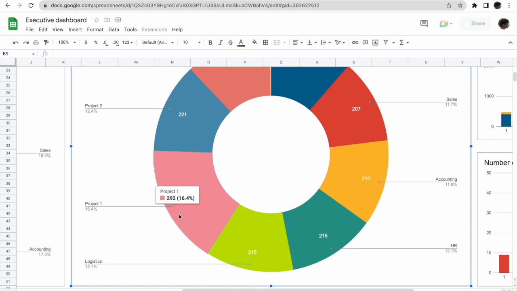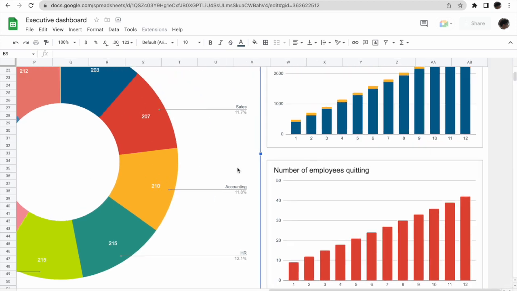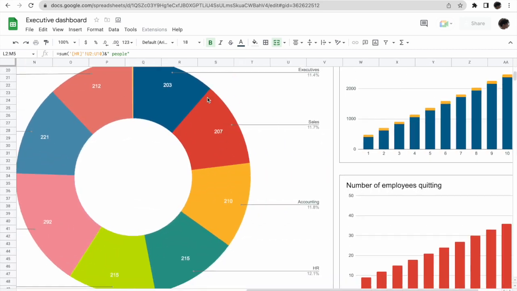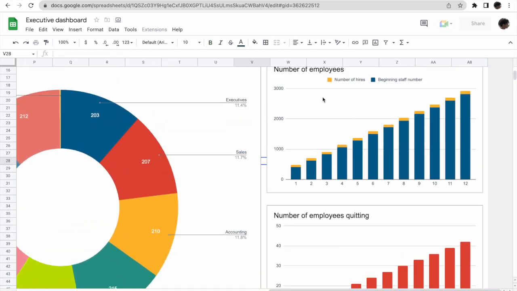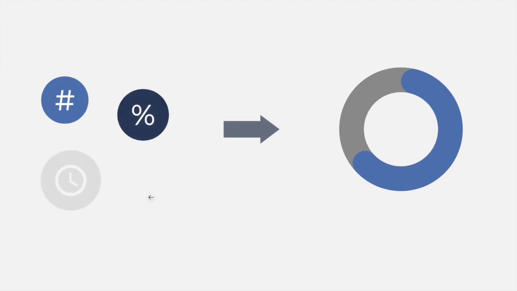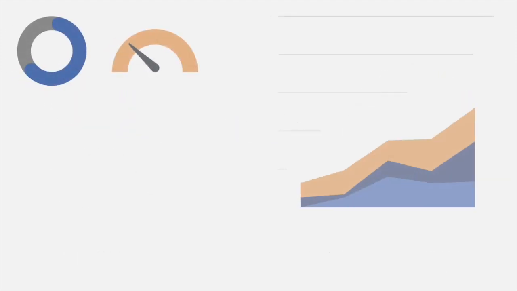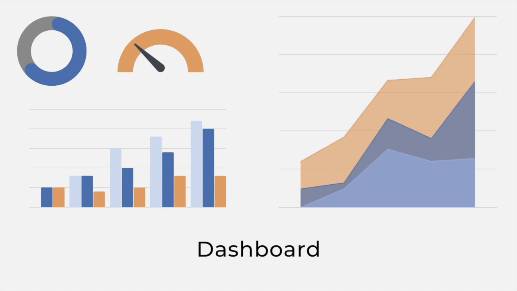Besides the donut chart, there are numerous visualizations, including scorecard, line graph, tree map, bar chart, area chart, and maps. KPIs are better understood via visualization, and a collection of relatable visualizations forms a dashboard.